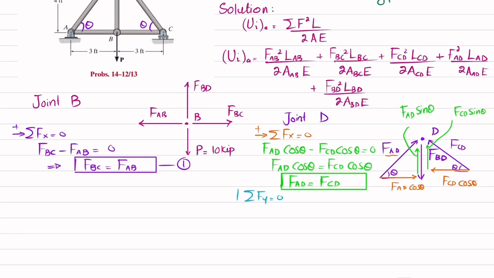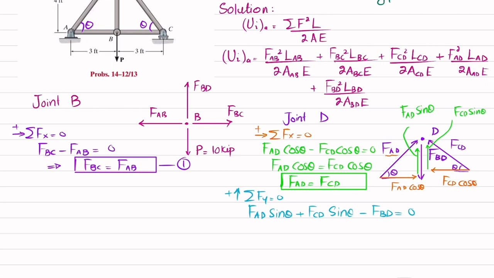Now we will apply another equation of equilibrium, that is sum of all forces along y direction must be equal to 0, and upward force is taken as positive. So you can see now three forces. One is this one, the second one is this one, and third one is this FBD. Their sum must be equal to 0. So I will write it: FAD sine theta plus FCD sine theta minus FBD is equal to 0.